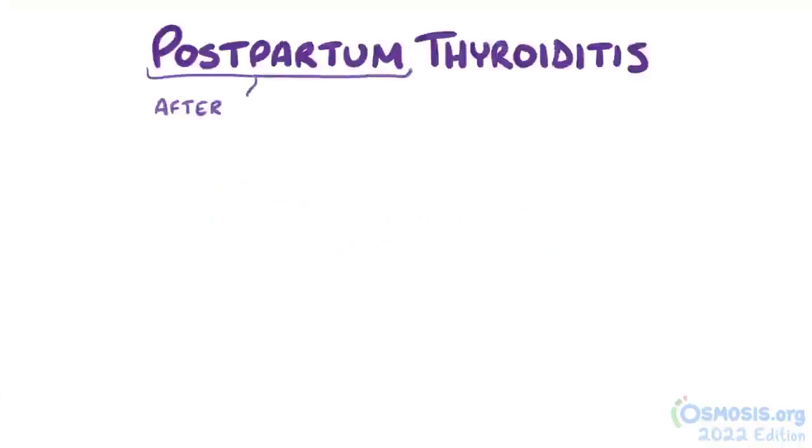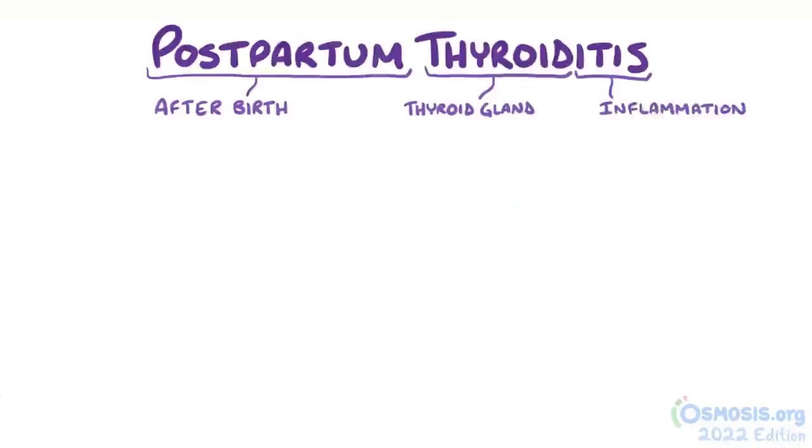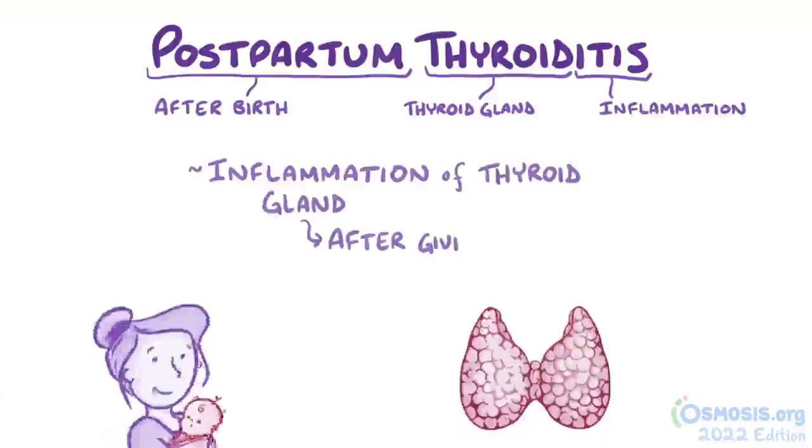With postpartum thyroiditis, postpartum means after birth. Thyroid refers to the thyroid gland, and itis means inflammation. So postpartum thyroiditis is an inflammation of the thyroid gland that women experience after giving birth.